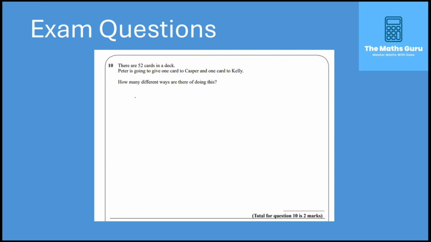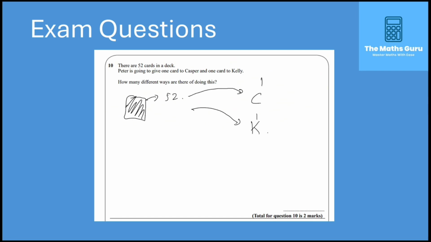So if I had a deck of cards, this is my deck of cards. There's 52 within here, right? And I've got Casper and I've got Kelly. I take one of my cards from my deck here and give one to Casper. I then, from the same deck, give Kelly another card. So on the first card given out to Casper, I can choose the cards from 52 of the deck because the deck is full. I can choose from 52 different cards to give to Casper.